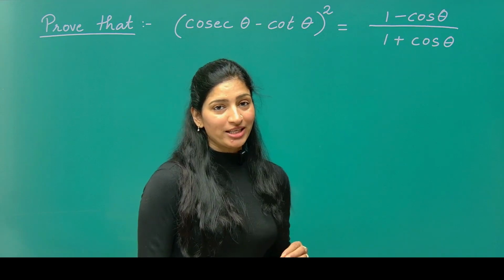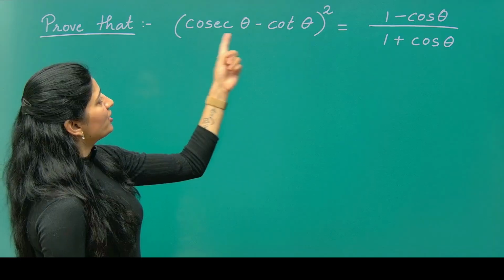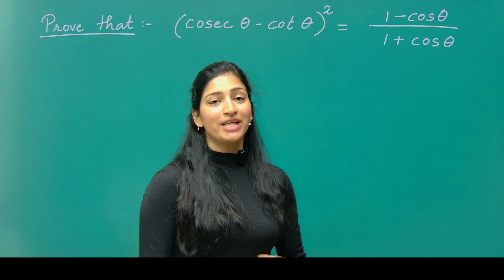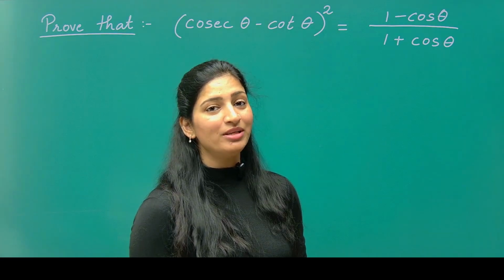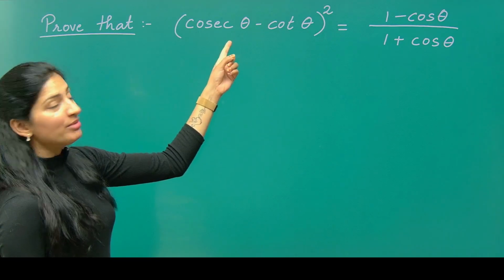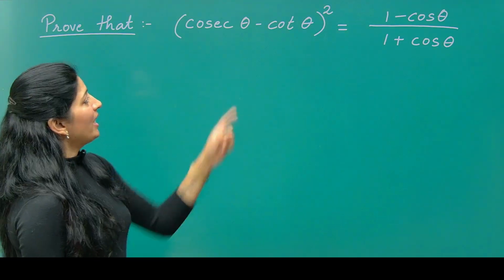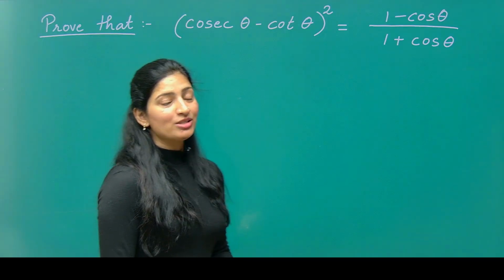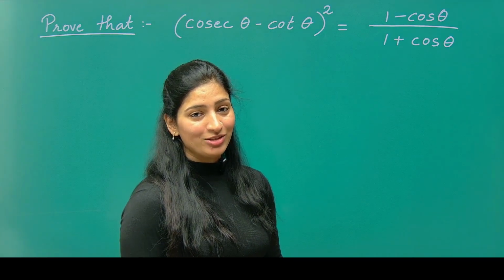So the first trick is, all the functions which are not in the form of sine theta and cos theta, bring them in the form of sine and cos. For example, here cosec theta can be written down as 1 by sine theta and cot theta can be written down as cos theta divided by sine theta. So let's start.